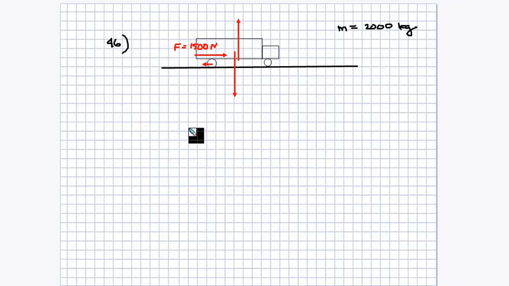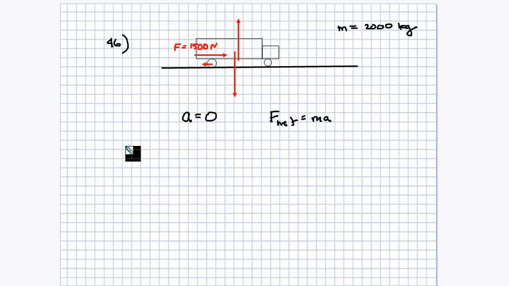Well, the statement is originally that it does not move. Velocity equals 0. Not moving. So that means acceleration equals 0. What is the net force when the acceleration equals 0? I'll let you decide that.